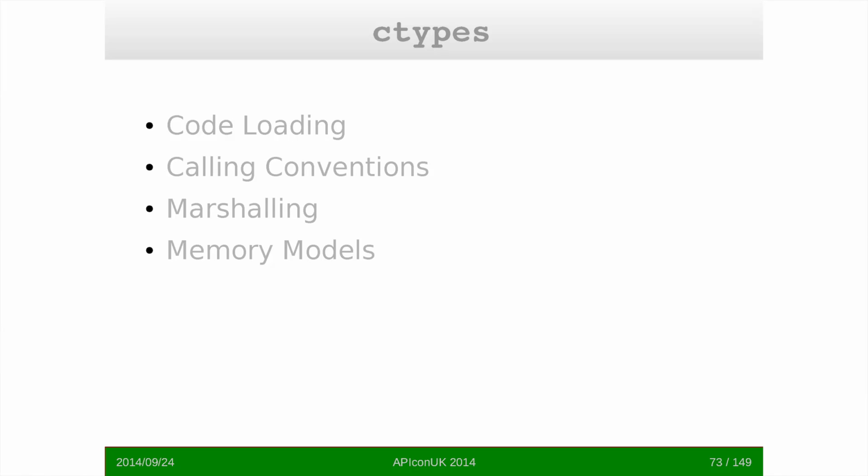In Python 2, there's one set of string representation. In Python 3, there's another set of string representation. So ctypes deals with all that for you. And on the web, that's something like, do I get JSON back from my API, or do I get XML back from my API? And then it deals with memory models.